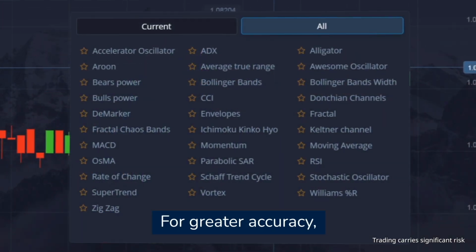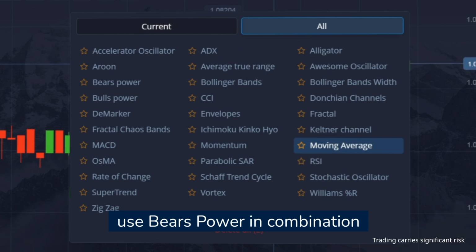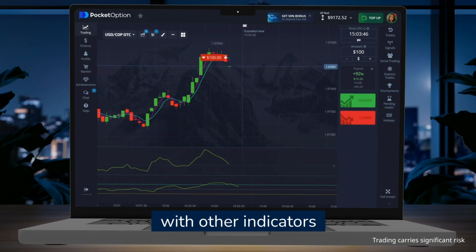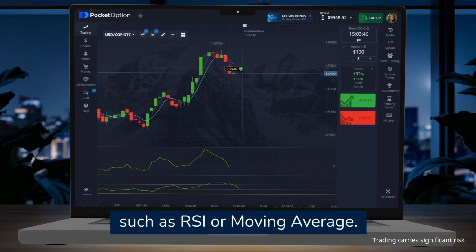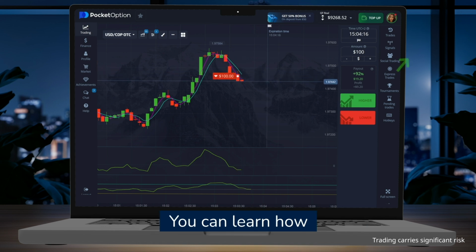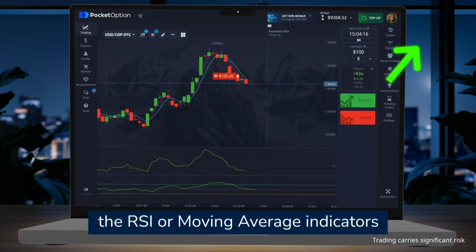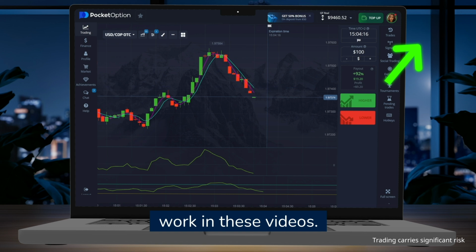For greater accuracy, use Bears Power in combination with other indicators such as RSI or moving average. You can learn how the RSI or moving average indicators work in these videos.